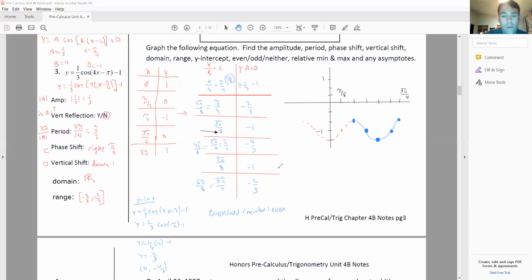And then we get to our relative min and max. So smallest value, that'd be my relative min. And notice everything we're doing here is the exact same as sine. We just want to make sure that we have different starting values. So that smallest value was at pi over 2. And we include our period. So our period was pi over 2 as well. So plus pi over 2n, comma -4/3.